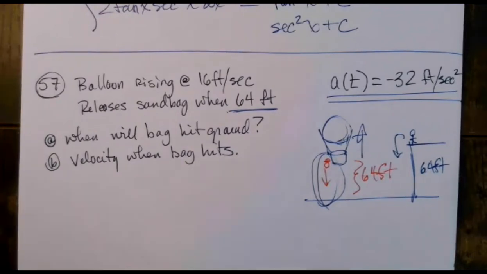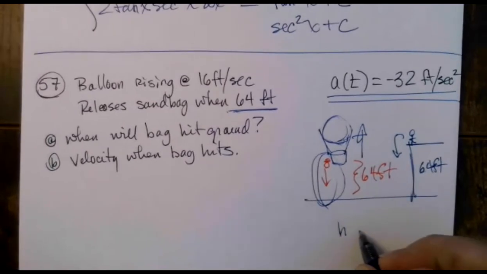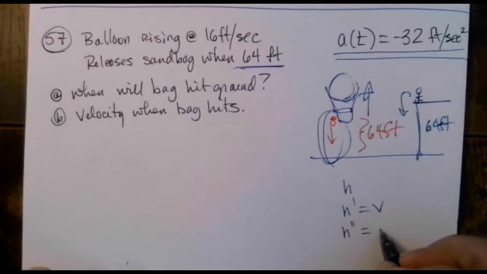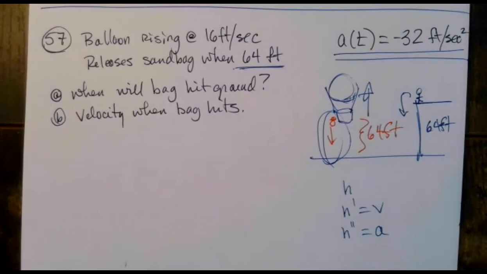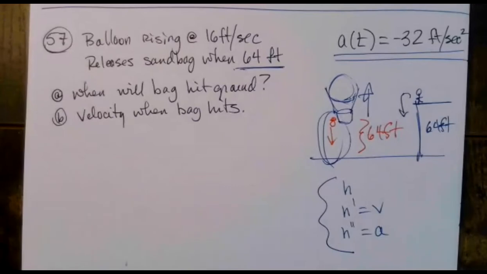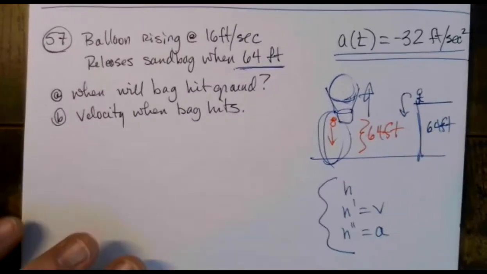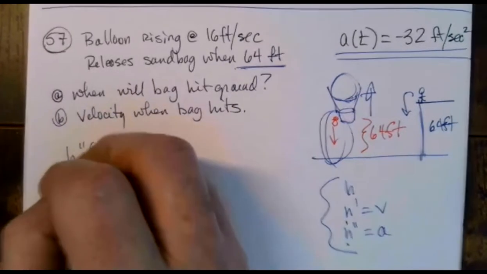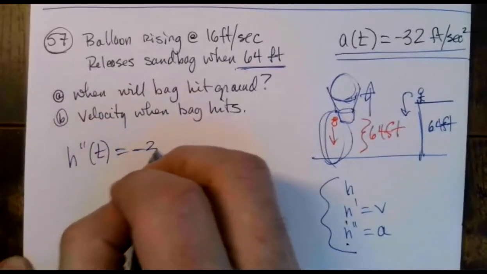I need you to remember that if I have a position, in this case a height, then h prime is how fast it's going, and h double prime is its acceleration, right? We talked about this before, when we were talking about derivatives in the derivative chapter, the relationship between position, in this case height, how fast it's going, its velocity, and its acceleration. So all that means is h double prime of t is negative 32.